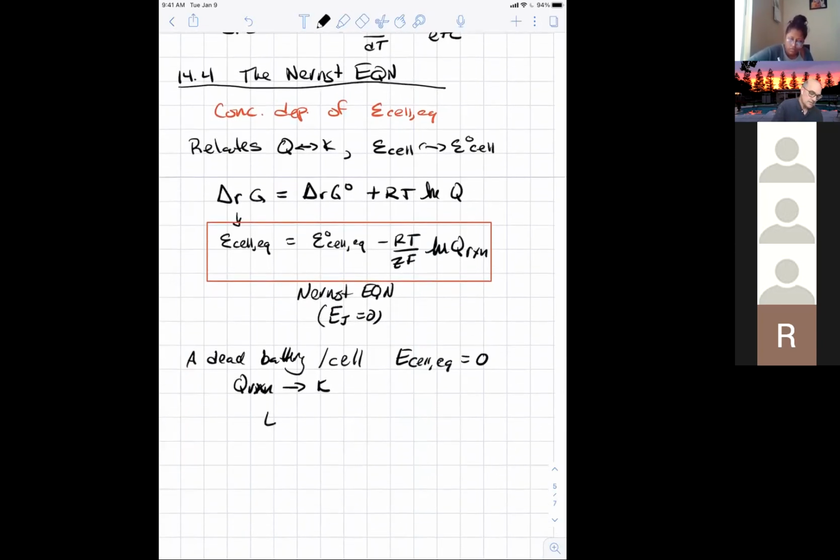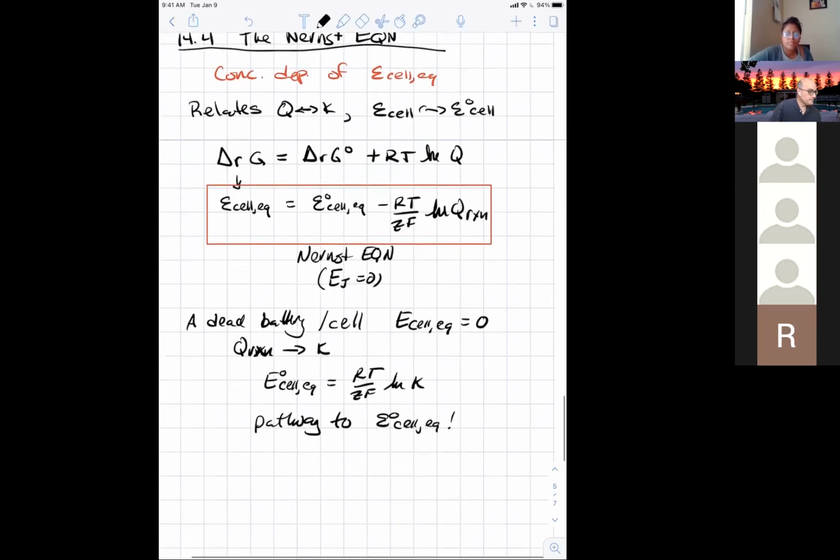So what that gives us is that this standard cell potential is RT over ZF ln K. All right, so this looks promising, right? Because now all we have to do is use the value of the equilibrium constant in our standard state, and that can give us a standard cell potential. So this is a pathway to this hypothetical, right?